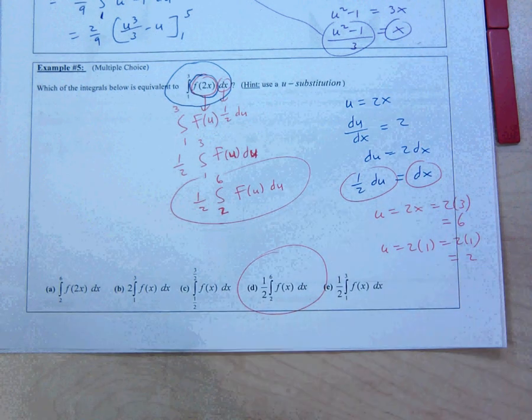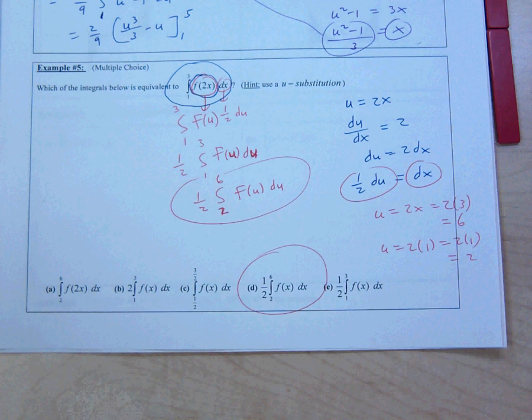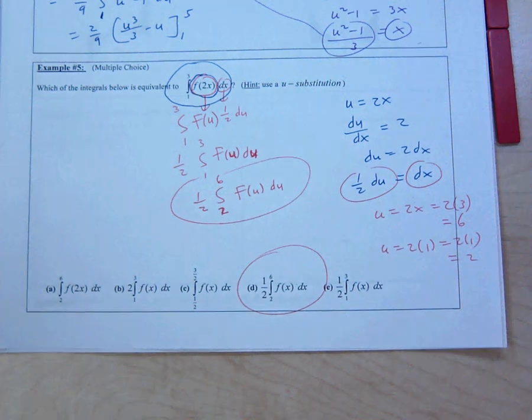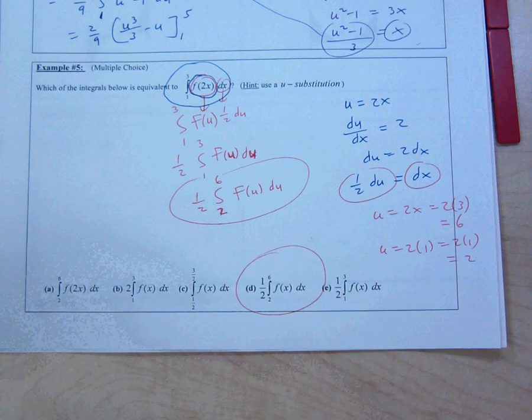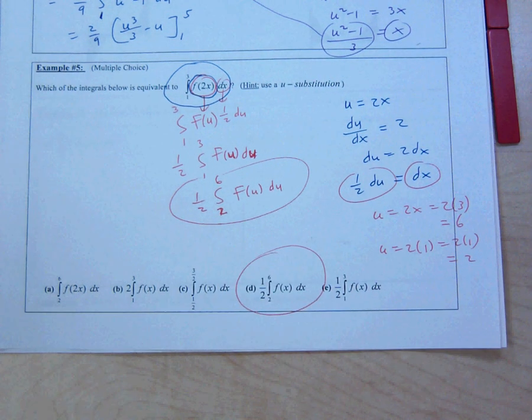Okay, makes sense? So at this point, it really doesn't matter if it's u or x or t, whatever you want to use for the variable. It really doesn't matter, because if you're punching that in your calculator, it wouldn't know the difference between x and u anyway, would it?